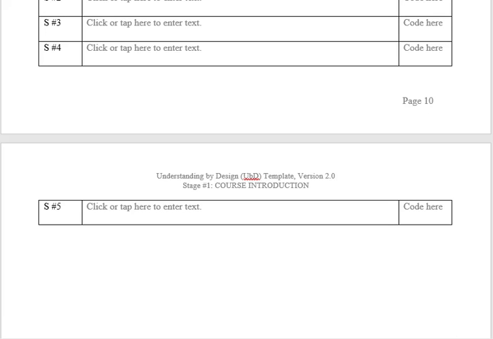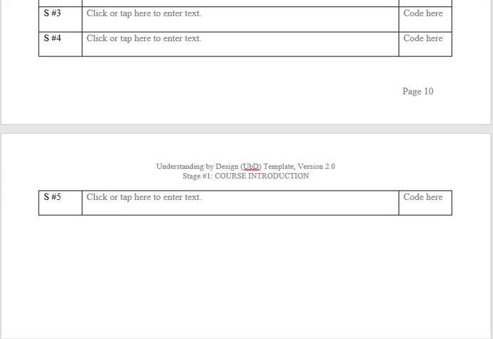Now you have completed the template in your planning for the first part of your Understanding by Design template.